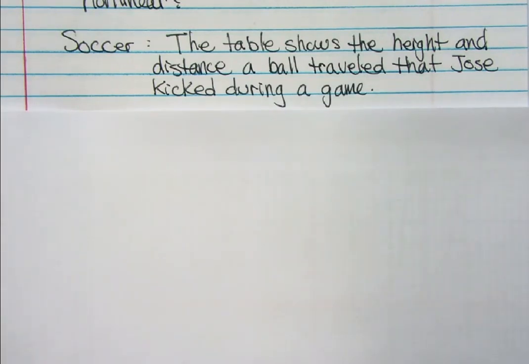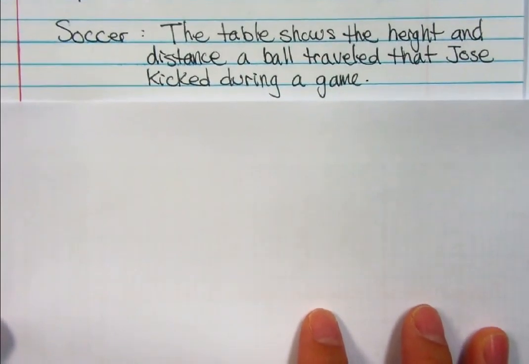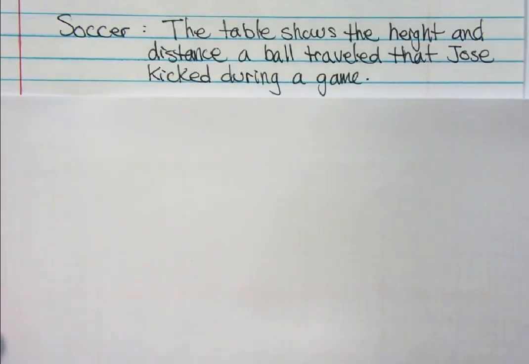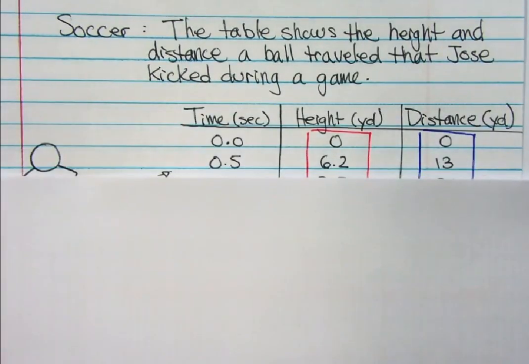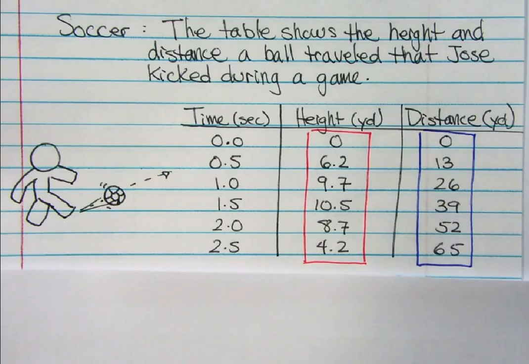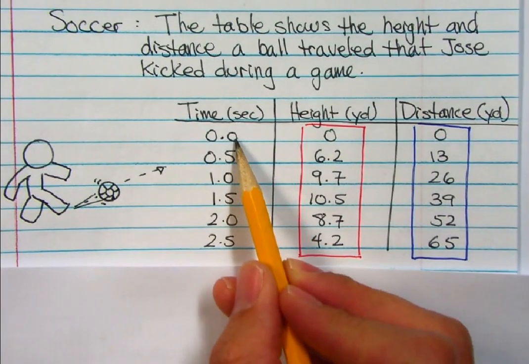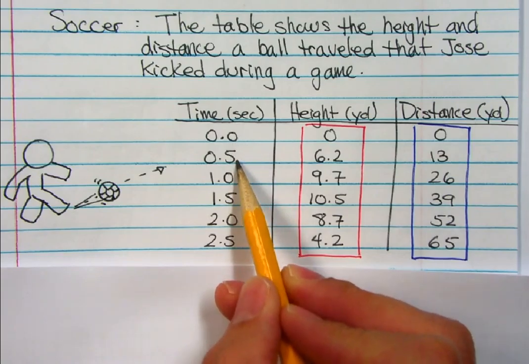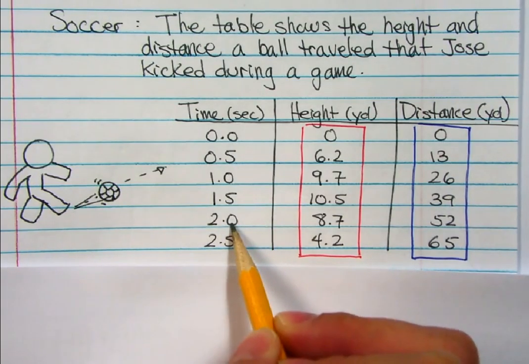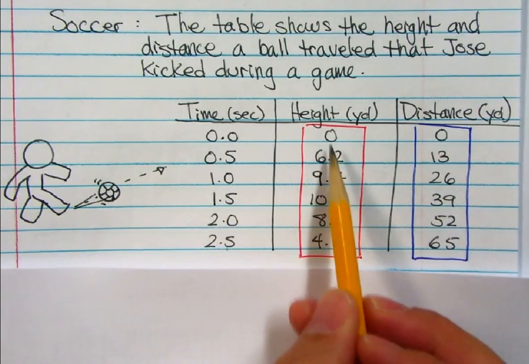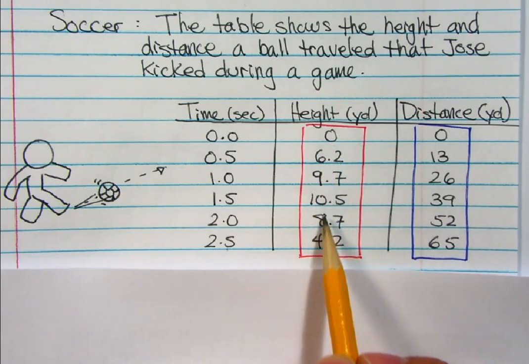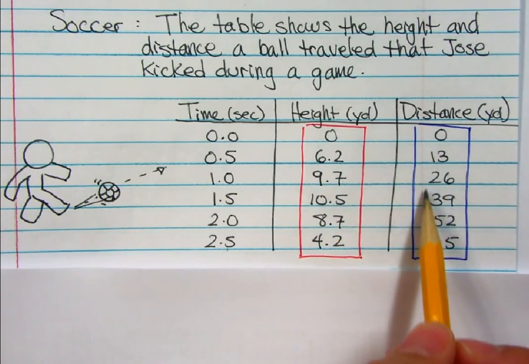I'm going to use an example to illustrate this situation. The table shows the height and distance a ball traveled that Jose kicked during a soccer game. Here it is. This is the time elapsing from 0 to half a second to 1 second to 1.5, 2, and 2.5 seconds. This is the height of the ball in yards, and this is the distance of the ball.